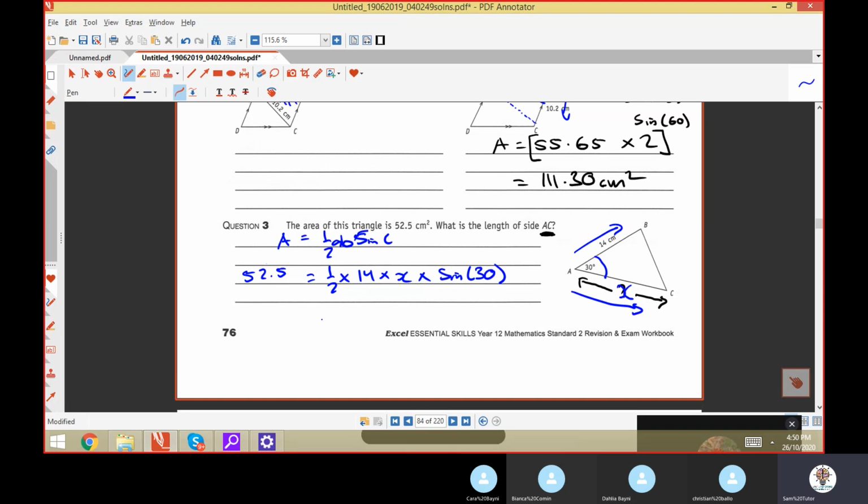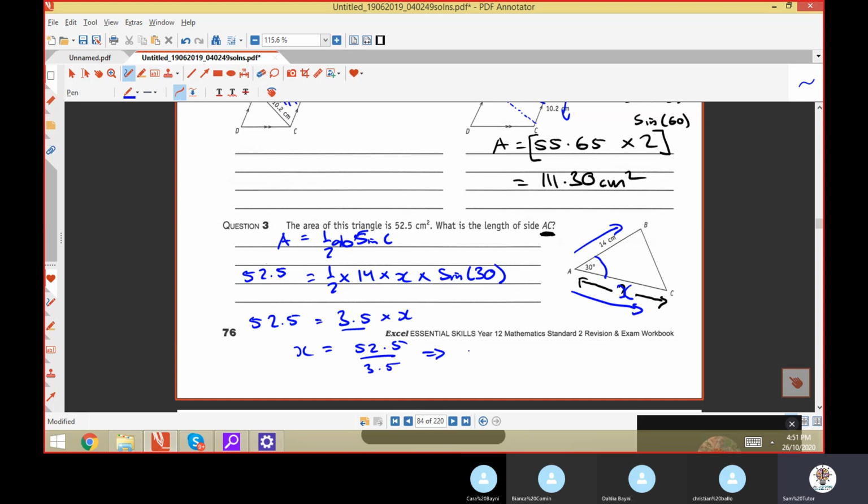Happy with that? Now, this is when you could just type into the calculator 14 times half times sine 30. What does that equal to? Should give you a nice number. Yeah, 3.5. So all of that on this side gives you the 3.5. 3.5 times x equals 52.5. And what is 3.5 doing to the x? It's multiplying, so that just implies division. 52.5 divided by 3.5. What is that? It gives me 15. So that means the other side is 15 centimeters.